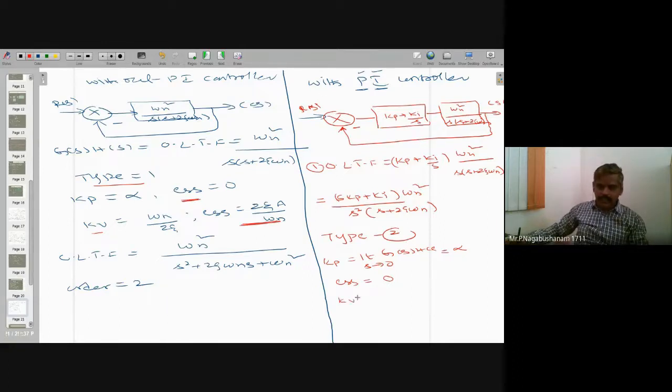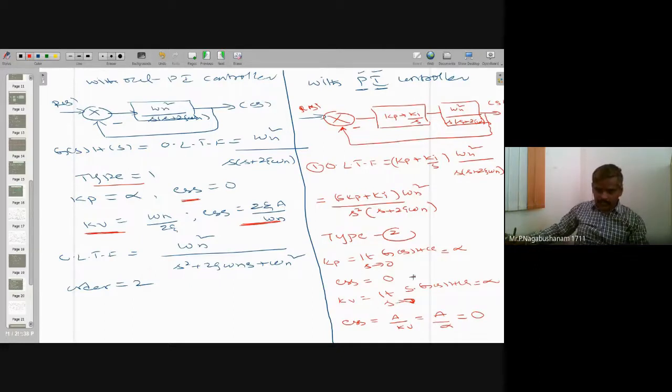Next, KV. KV equals limit s tends to 0 of s into g of s, h of s. One s will get cancelled. If you replace s equal to 0, it is infinity. Now, ESS equals A by KV. A means constant. How much did I get? KV is infinity. Something by infinity is 0. Check it out, without the controller, the KV value is 2 zeta omega n by A.